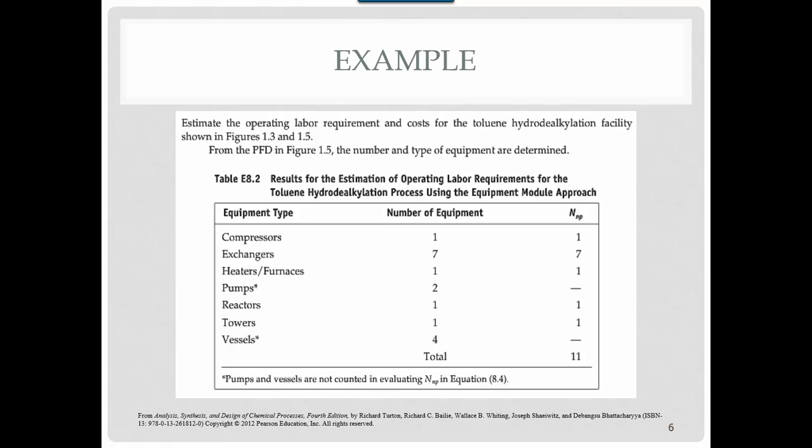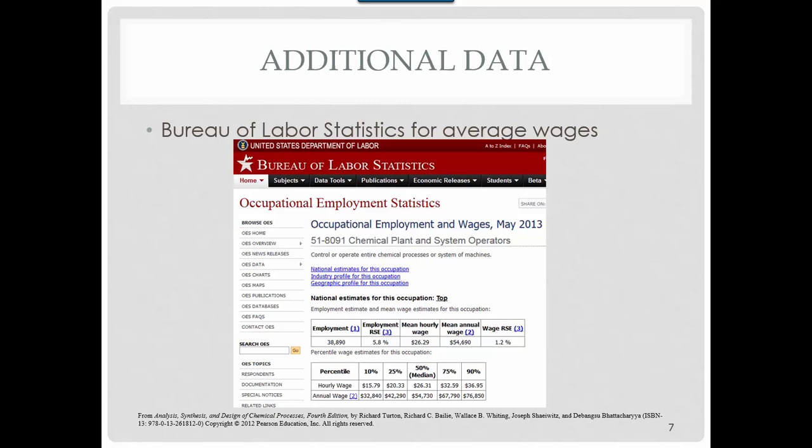Now, pumps and vessels, a storage tank, whatever, those don't really require manpower to operate, so I don't need to include those as I'm counting the number of processes. So the number of processes is over here, 1 for each of these with the exception of pumps and storage vessels. Notice that all of these are for liquid, so I have no solids processing, but I have 11 as the number of processes.